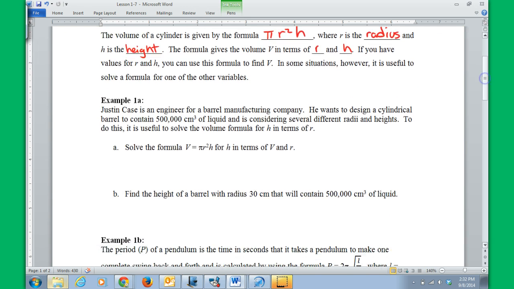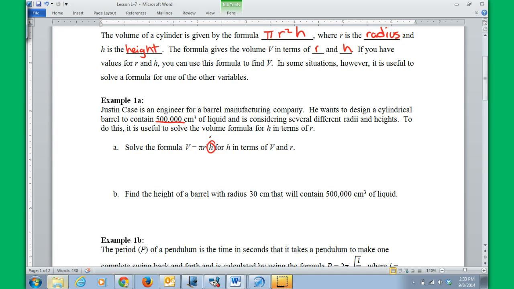So here's our first example. Just in case, that's kind of punny, Just In Case is an engineer for a barrel manufacturing company. He wants to design a cylindrical barrel to contain 500,000 centimeters cubed of liquid and is considering several different radii and heights. To do this, it is useful to solve for h in terms of r. So we're really trying to solve for h.